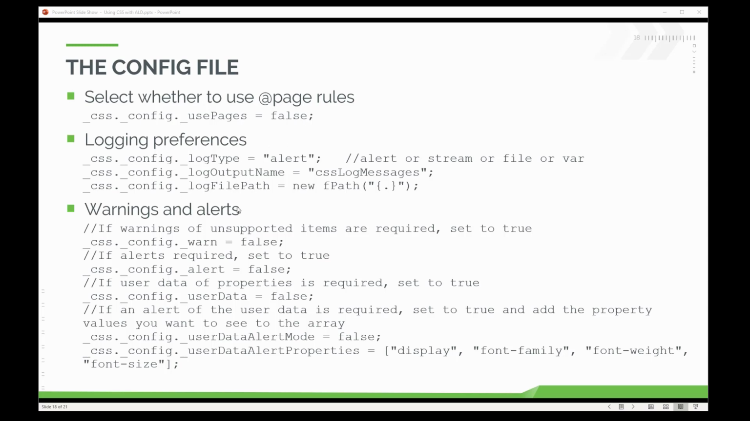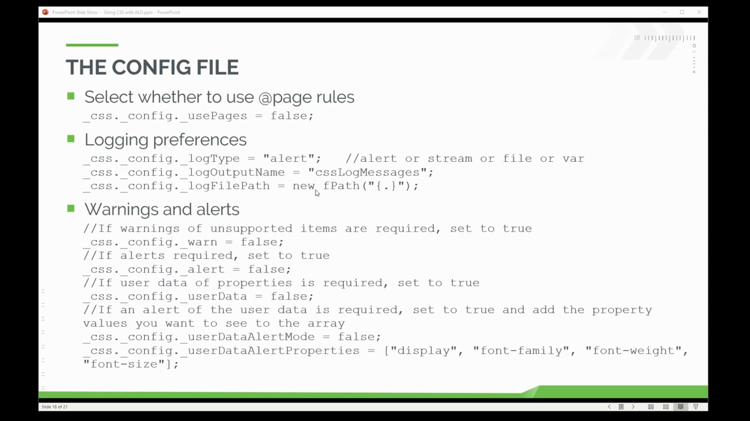Then we have some logging preferences. Most of the functions have the ability to output logs, so you can see which functions are being used and which properties are being set. You can set the type to an alert, using application.alert, or you can write the logging information to a stream, to an external file, or pass it to a variable. If you're going to write it to a stream, file or variable, the log output name is the name of that thing that you want to create.